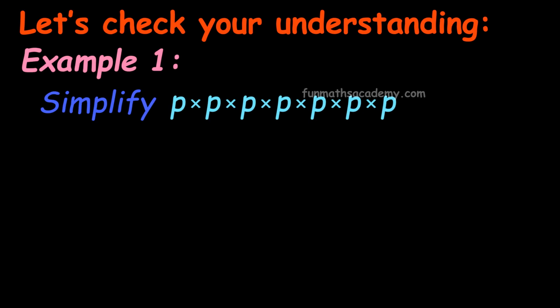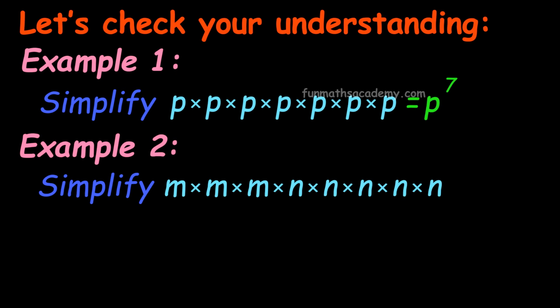Let's check your understanding. Example 1. Simplify P times P times P times P times P times P times P. When a variable is multiplied by itself several times, we use index notation to simplify it. So it becomes P power 7. Example 2. Simplify m times m times m times n times n times n times n times n. This can be written as m power 3 n power 5.